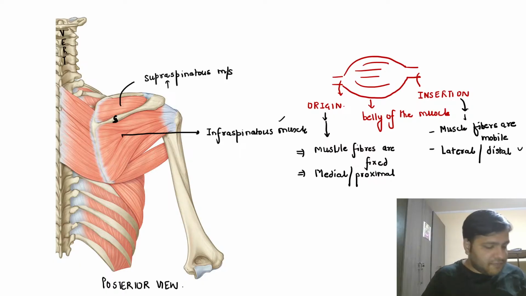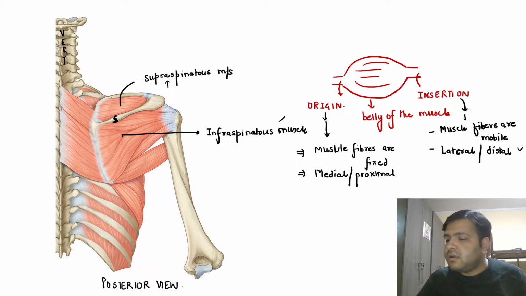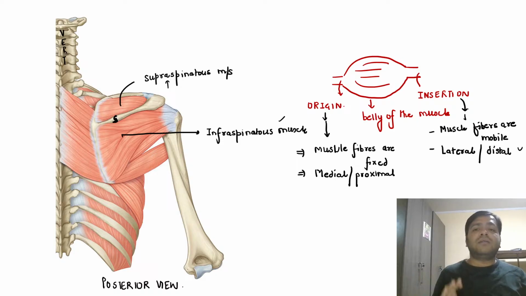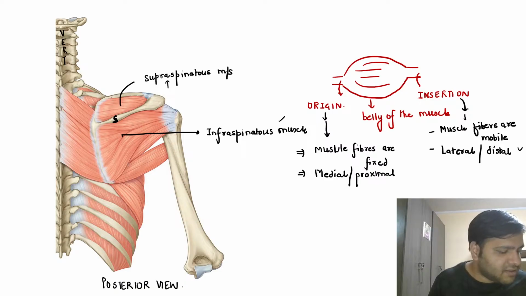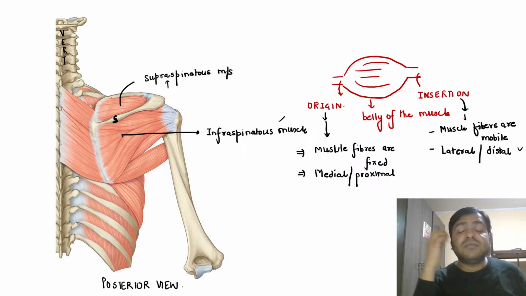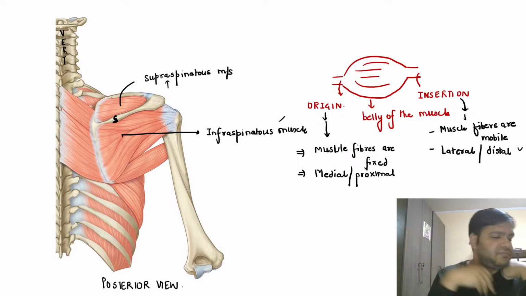Now my question to everyone over here: which part, the origin or the insertion, is where the action of the muscle will be? Guys, just try to comment in the chat box using your common sense. Which part, origin or insertion, is the place where the muscle will produce its action?